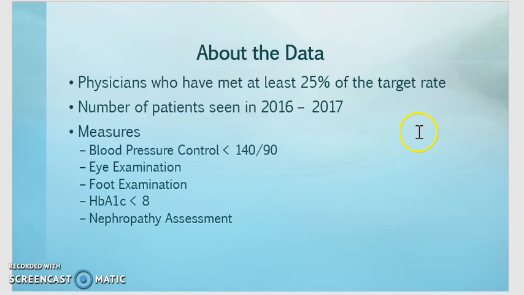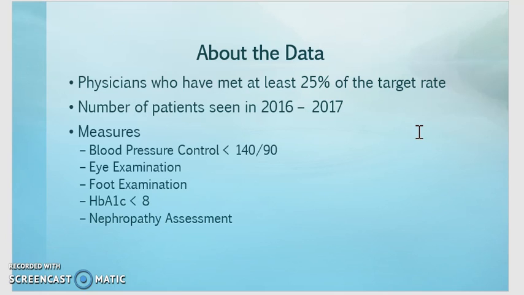So here's the data that we looked at. A group of physicians within several practices who have met at least 25% of the target rate of the measures that we looked at. And some of those in 2016 and 2017 that we considered were blood pressure control, specifically patients who had blood pressures less than 140/90, because that's good control.